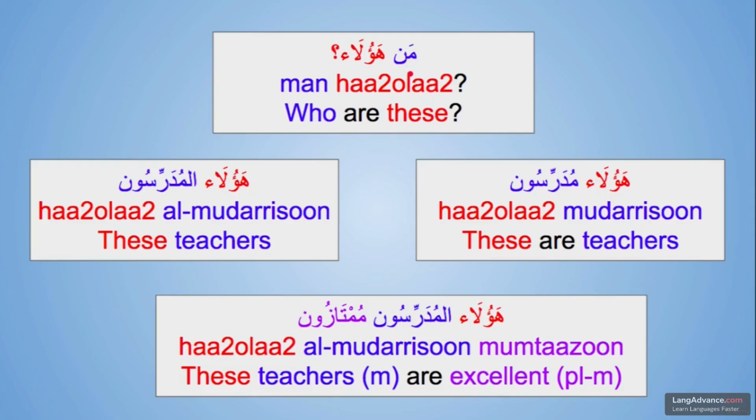Who are these? And we can answer something like هؤلاء مدرسون, these are teachers. Or we can say هؤلاء المدرسون. So now it is a phrase showing these teachers, and we can add it to something like these teachers are something. And in this case we can say هؤلاء المدرسون ممتازون, these teachers are excellent.